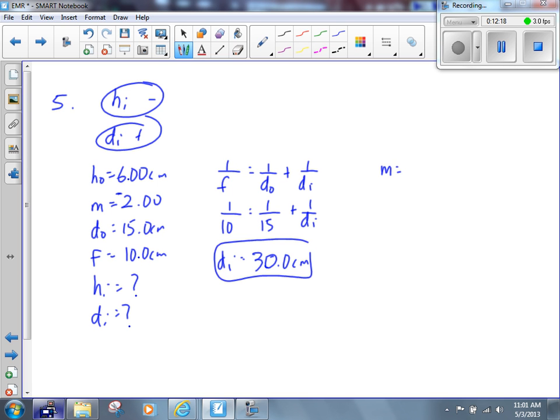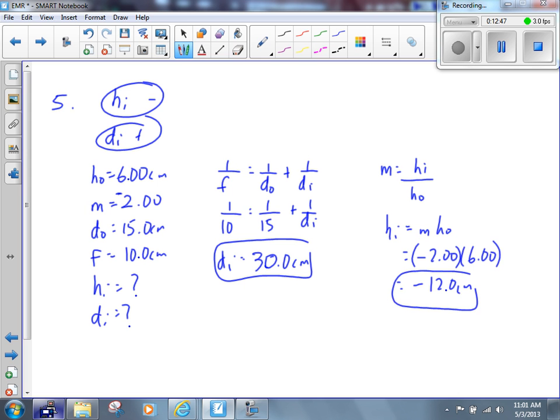We know that M is equal to HI over HO, and M, we're told, is negative 2.00. We want to find HI. Go ahead. Okay, good question. Let's go through this and then we'll address that. HI is equal to M times HO. M is equal to negative 2.00. HO is 6.00. That gives me an image height of negative 12.0 centimeters.